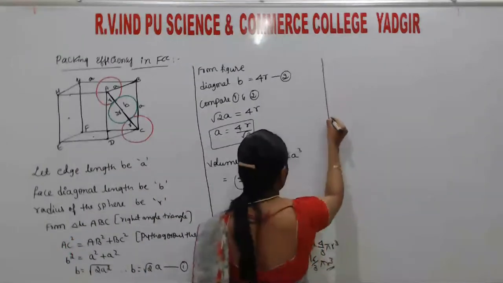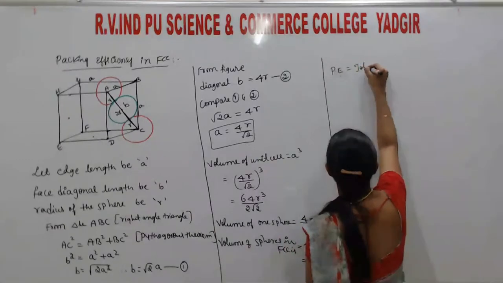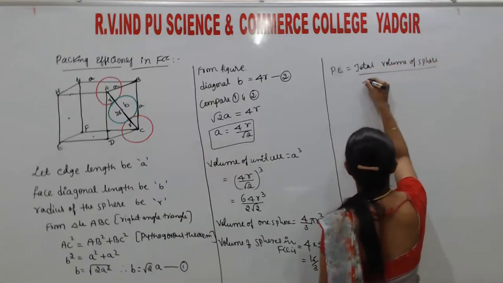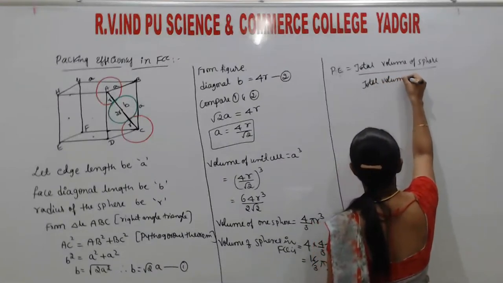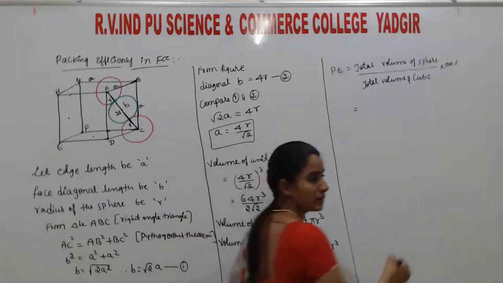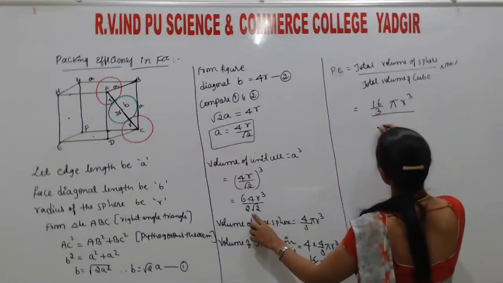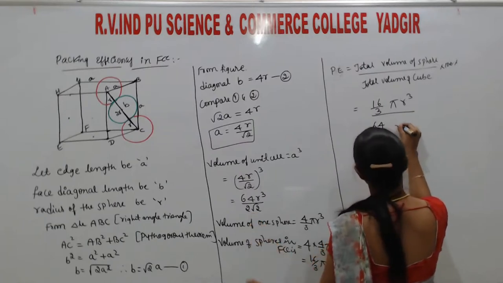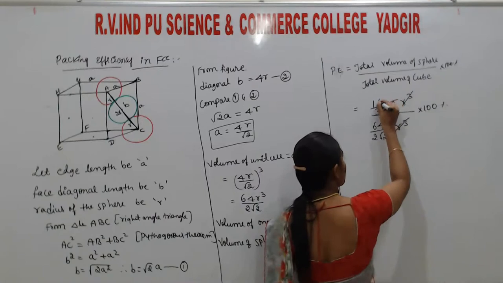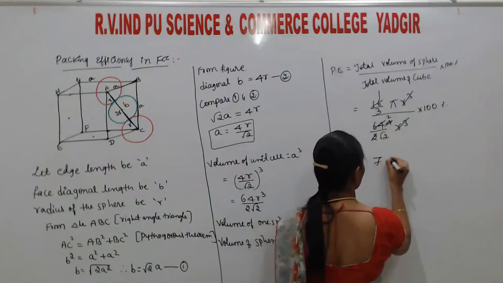Now apply the packing efficiency formula. So here, packing efficiency is equal to total volume of spheres divided by total volume of cube into 100%. So students, we have the total volume of spheres as 16 divided by 3 pi r cube. The volume of the cube here is 64 by 2 root 2 r cube, into 100%. So students, r cube gets cancelled, 16 ones are 16, fours get cancelled, 2 ones are 2, twos get cancelled. Then overall you will get 74%.